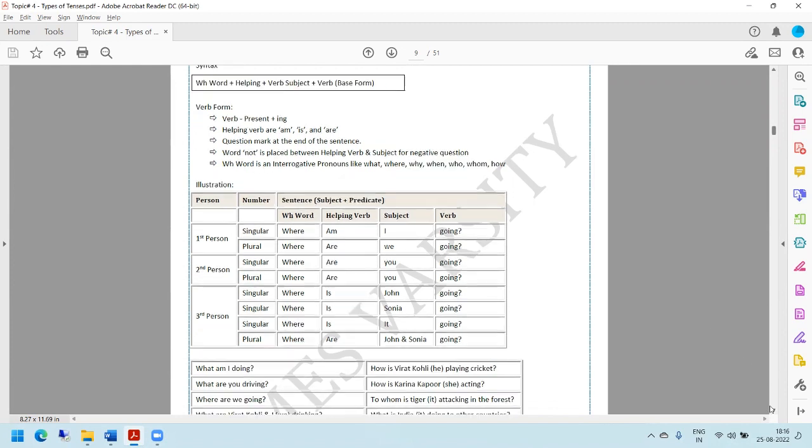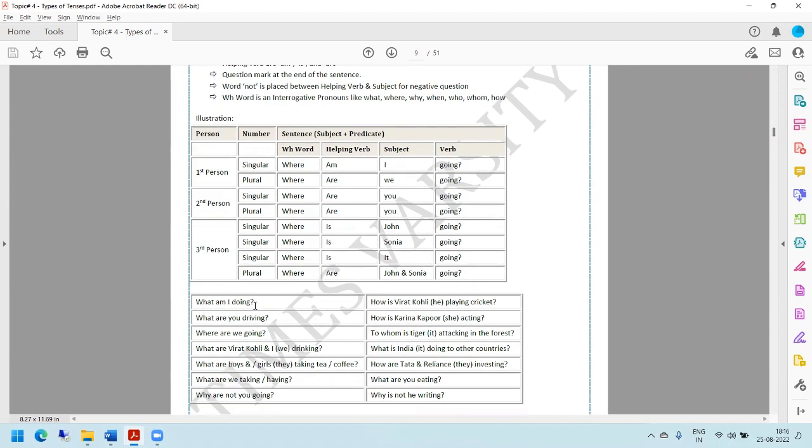Okay. So for example, what am I doing? WH word "what", then helping verb, then subject, then verb with ing form. What are you driving? Where are we going? What are Virat Kohli and I drinking? What are boys and girls taking? What are we taking or having? Why are you not going?